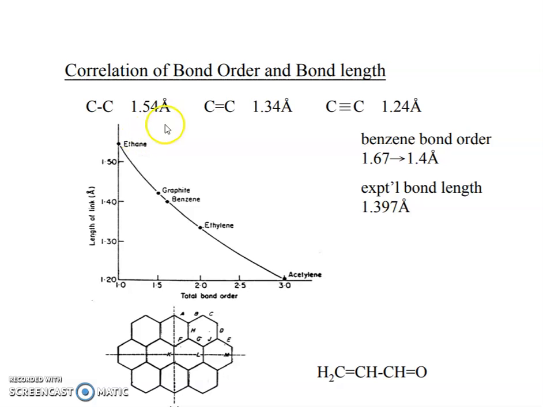So correlation of bond order and bond length, you know, carbon-carbon single bond 1.54 angstrom, double bond 1.34 angstrom, and triple 1.24 angstrom. So benzene bond order 1.627, 1.4 angstrom, experimental bond length 1.397 angstrom. This is the graphical presentation.